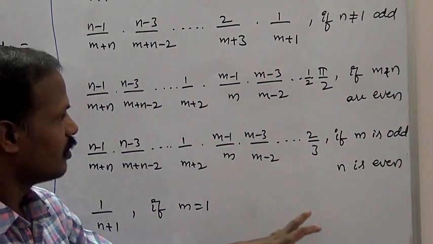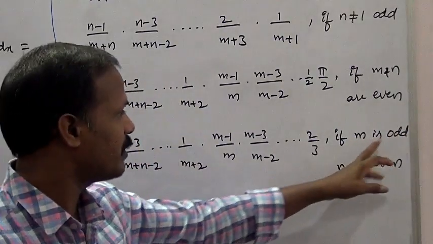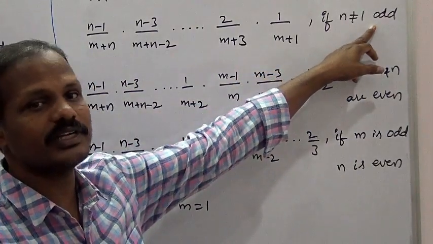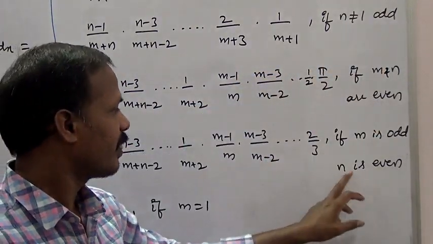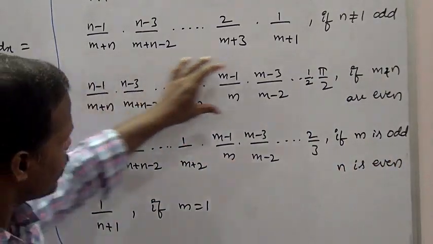Now if m is odd, n is even. See, here n is odd, there is no restriction on m and n. But here n is even, m is odd. Then start the same reduction.